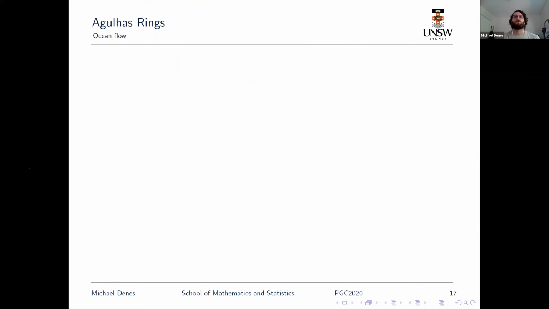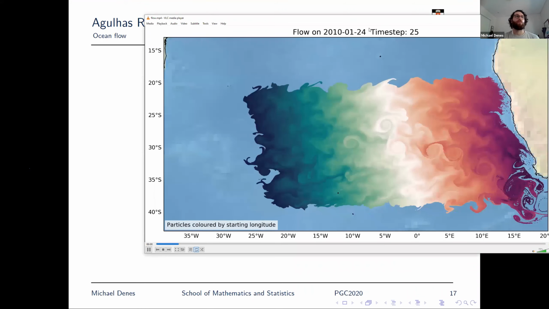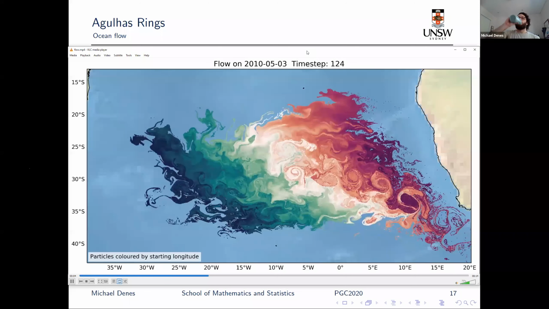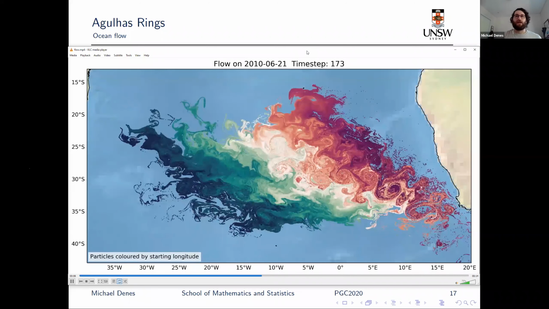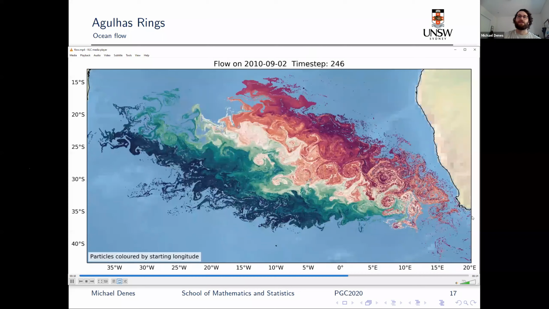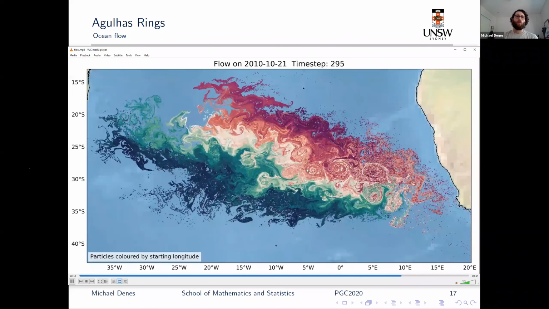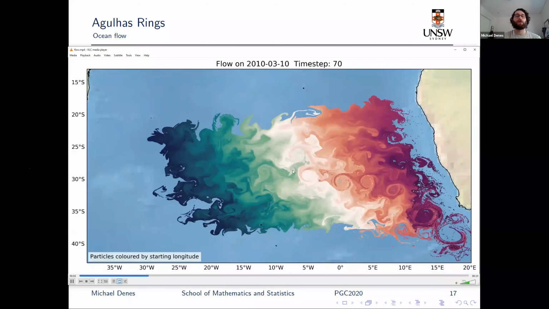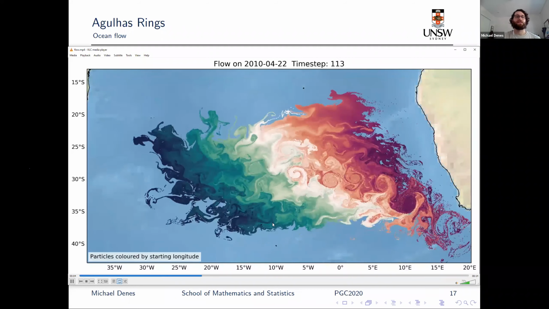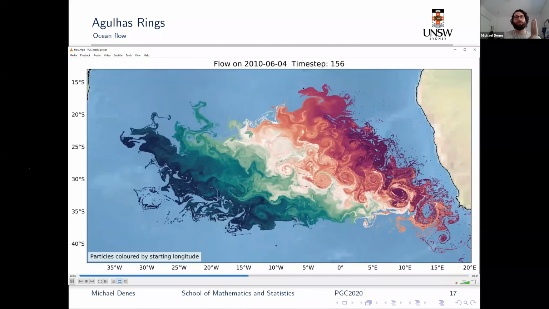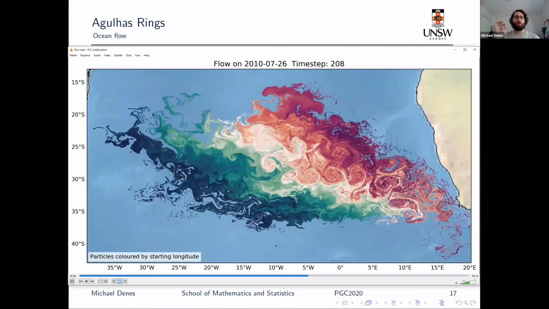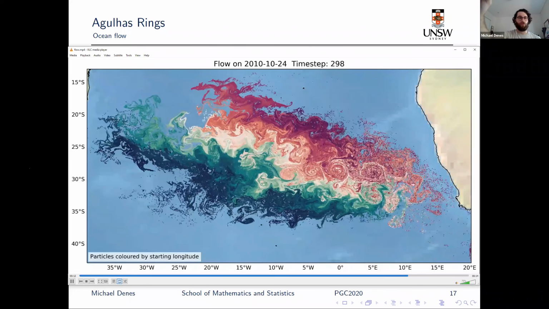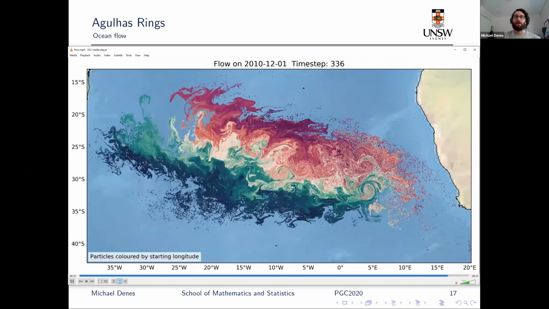So now I'll show an example problem. This is the South Atlantic Ocean. On the bottom right, you can see South Africa. And what I've done here is I've ejected about 1.2 million particles, and I've colored them by their starting longitude. So they're colored from left to right by where they begin. And then keeping that color, I just push them forward through time, and you can see where they end up.